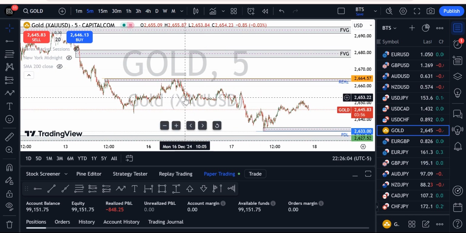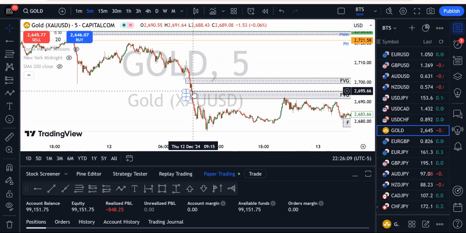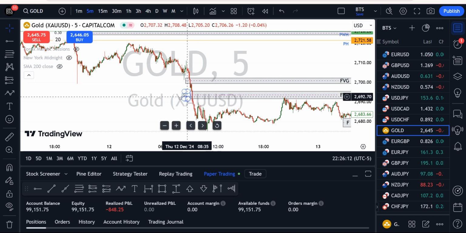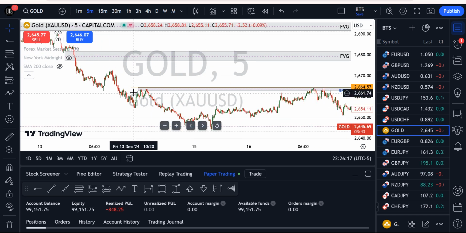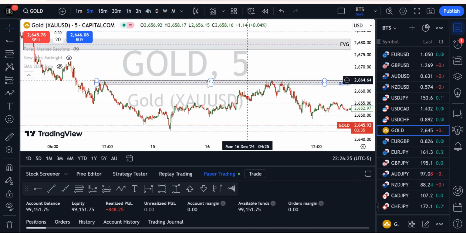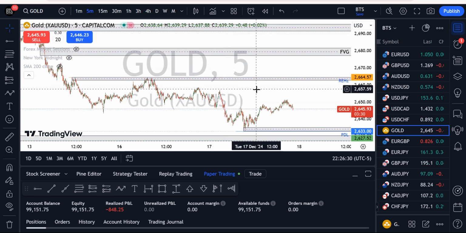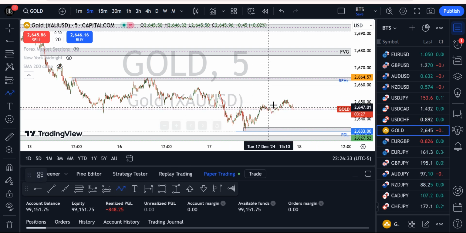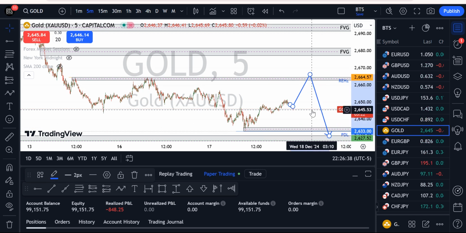Also on gold, we have all these levels of imbalance right here. This level of imbalance, this level of imbalance, we have this level of imbalance also. We have this region that was respected as an area of supply. We have relative equal highs right around here. So I can look for price to come to this region, take it and go downwards, or we see price rally higher.